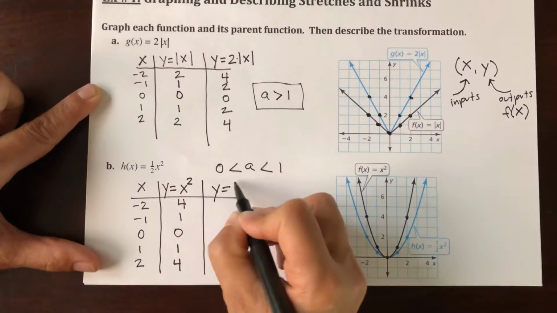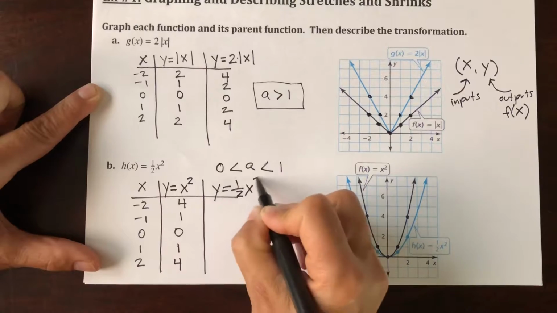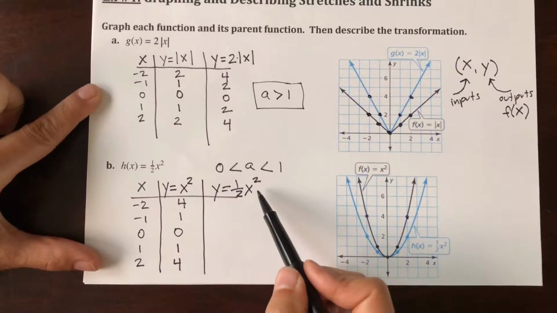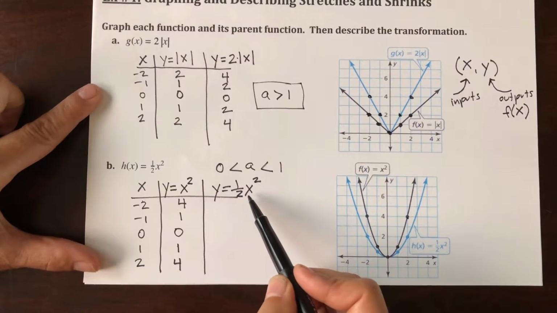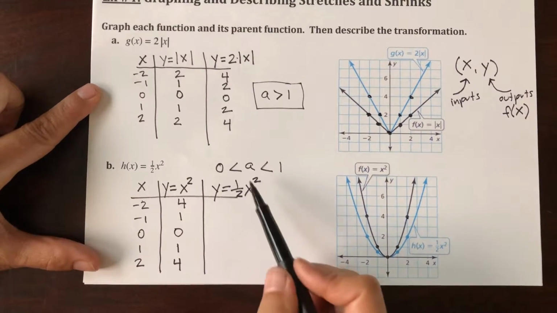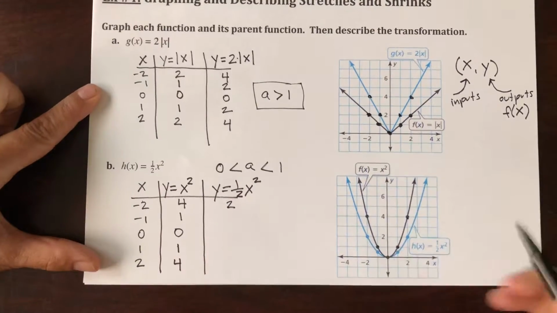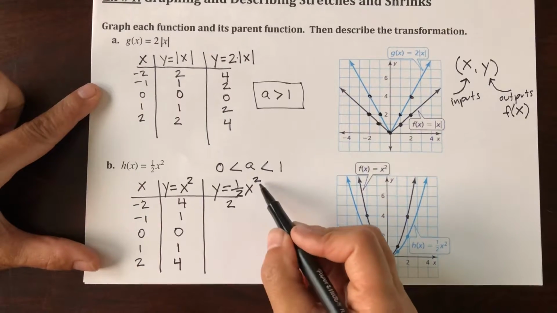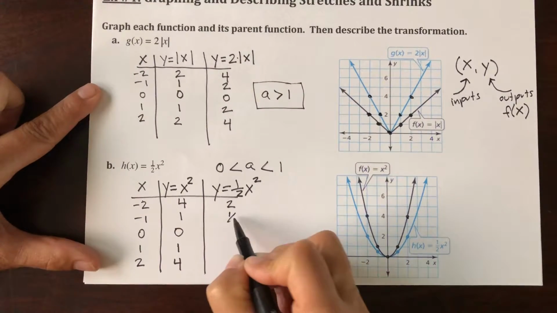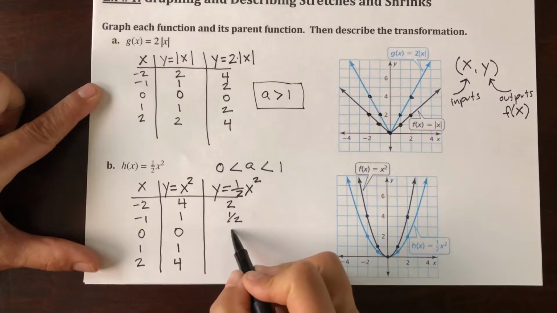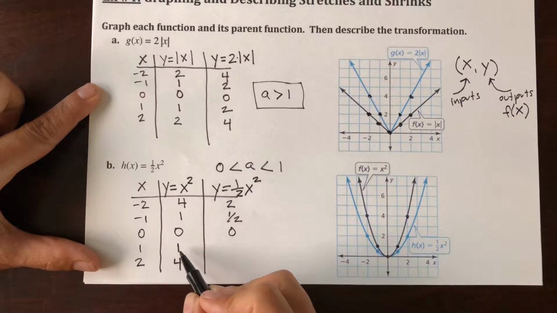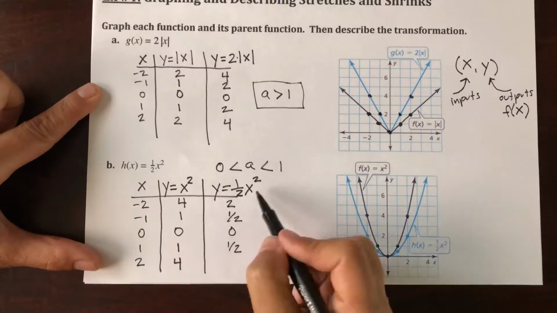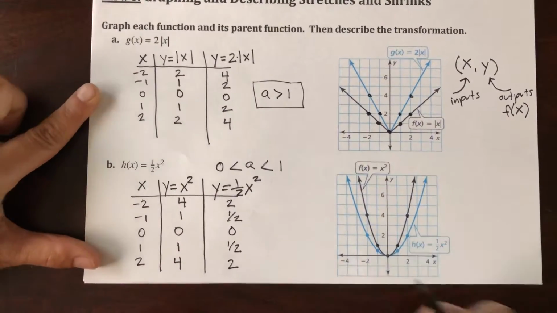And now we're going to put a 1/2 multiplied to the front. So when I put in a -2, order of operations, I have to square it first. I'd get 4. And then I'm taking half of 4, which is 2. So I'm shrinking my outputs. Plug in a -1. -1 squared is +1. Half of that is 1/2. Half of 0 is still 0. When I put a 1 in and square it, I get 1. Half of that is a half. 2 squared is 4. Half of that is 2.